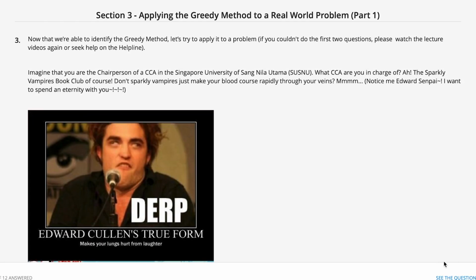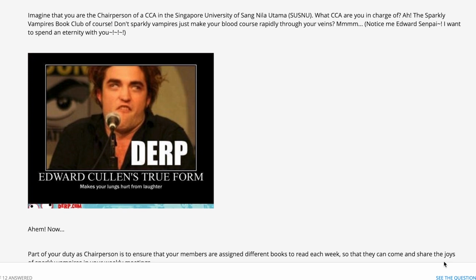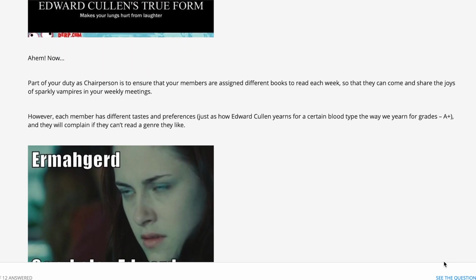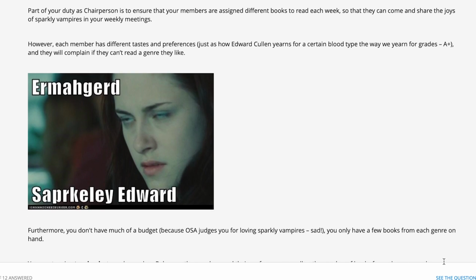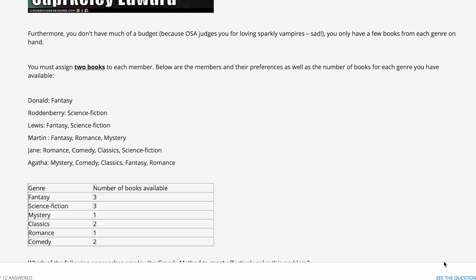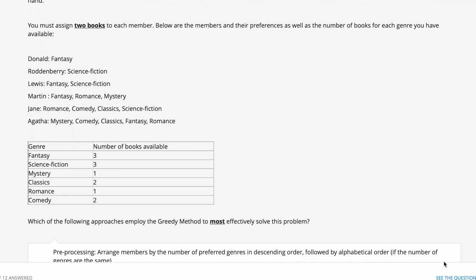Section 3. This section asks you to find the most effective solution in terms of the greedy method. What we realize is that the most effective solution is to arrange the members by number of preferred genres in ascending order, not descending order. If you arrange them in descending order and work out the entire problem using this greedy method, you realize that it's actually more inefficient as opposed to the first solution. So that's why the ascending order is important here.